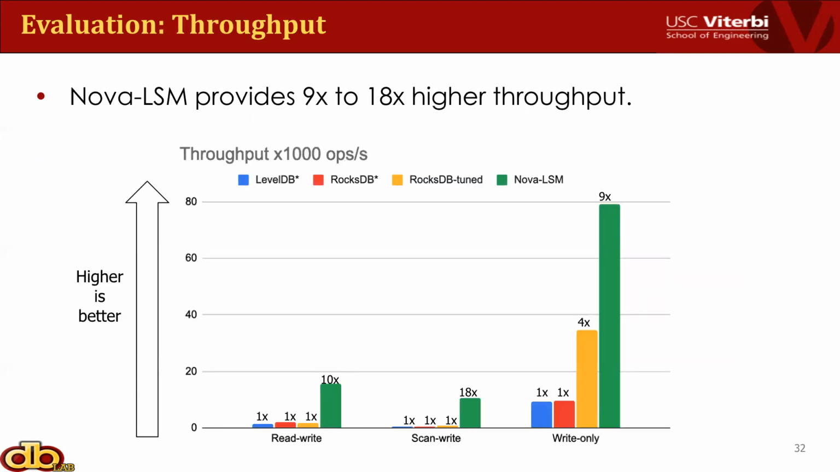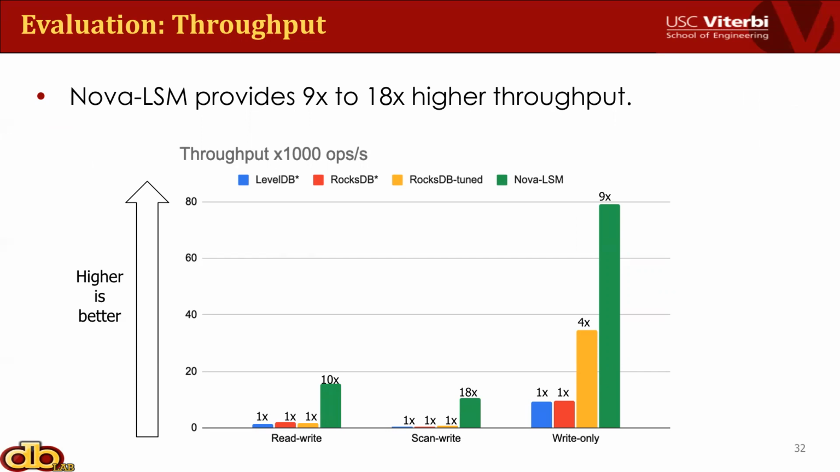We compared Nova-LSM with RocksDB and LevelDB using the same amount of hardware resources. We also tuned RocksDB knobs to achieve the best performance. This figure shows the throughput of these systems. Blue bar is LevelDB, red bar is RocksDB, yellow bar is the tuned RocksDB. Nova-LSM is shown in the green bar.